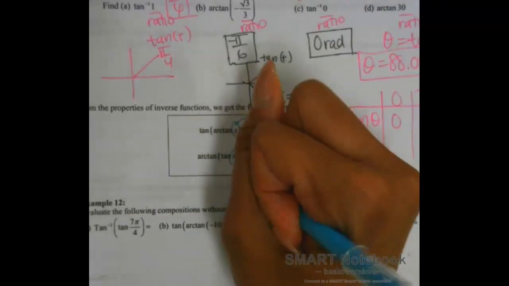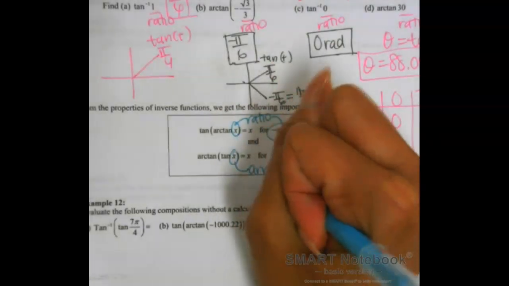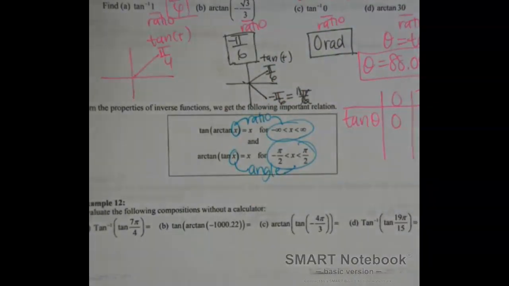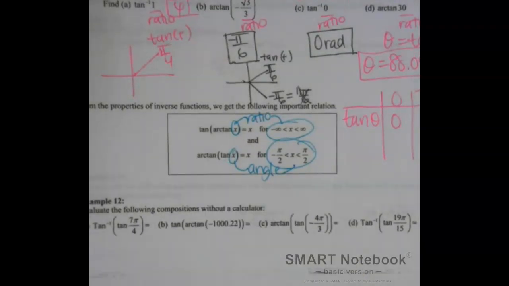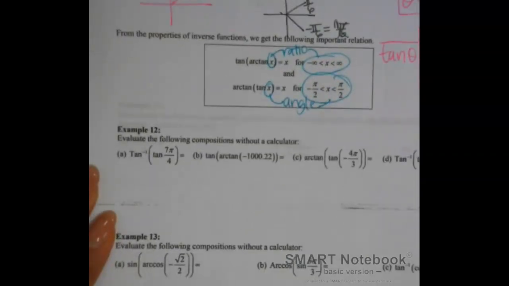Second part down here, arctangent and tangent, these two can cancel. That's only if, though, this x is an angle. If this x is an angle and it's between negative pi over 2 and positive pi over 2, you can cancel out the tangent and the arctangent. You can cancel both of those. So we did this for cosine, we did this for sine. Let's do it for a couple of the tangent questions.